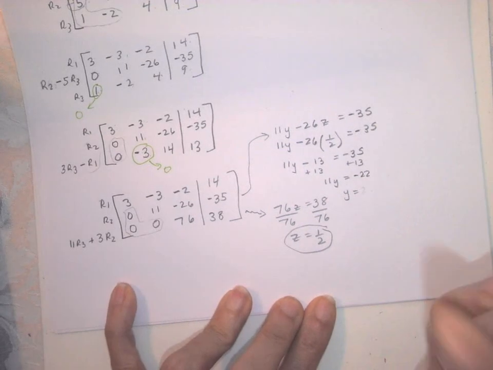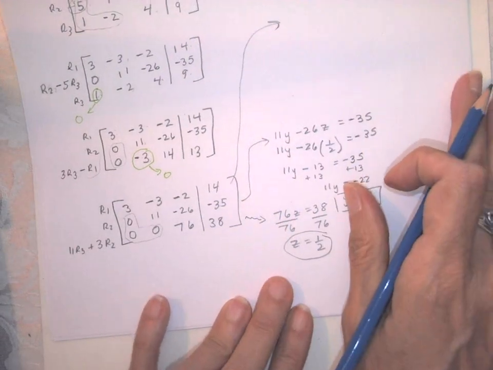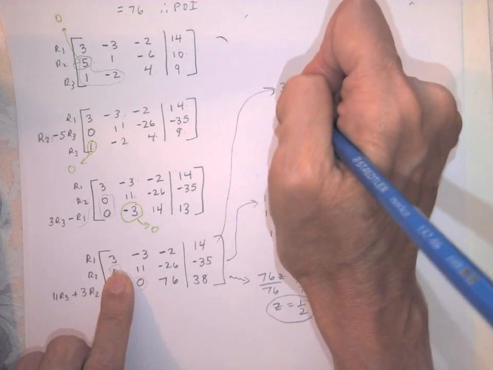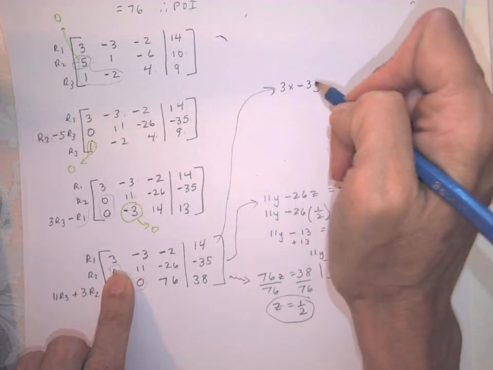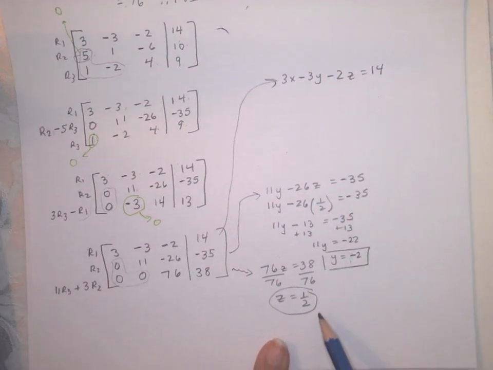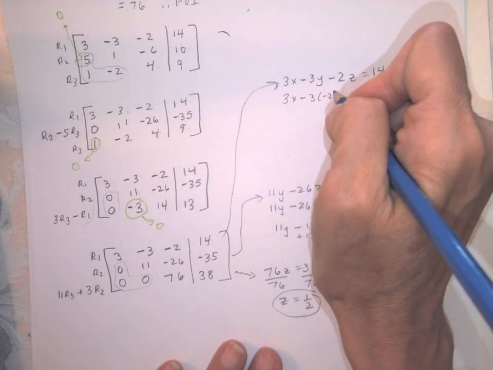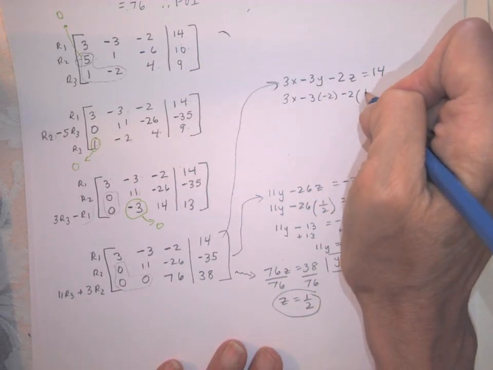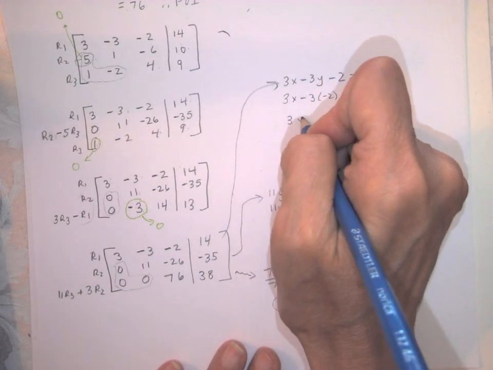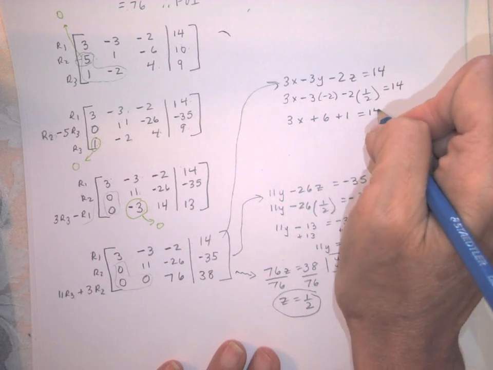So now I know z and y. Now I'm going to find x using back substitution as well. So that row tells me that 3x minus 3y minus 2z equals 14. But I already know y is negative 2 and z is a half, so I'm going to sub those in right now. And now I just need to solve for x. So I get 3x plus 6 plus 1 equals 14.